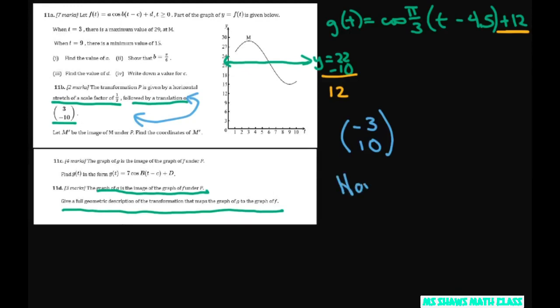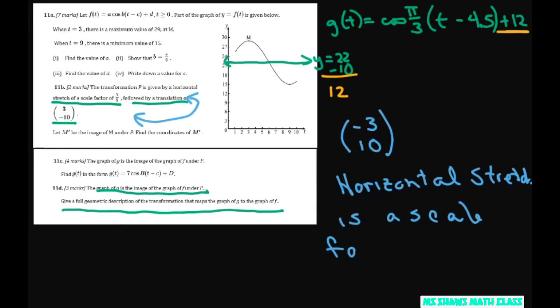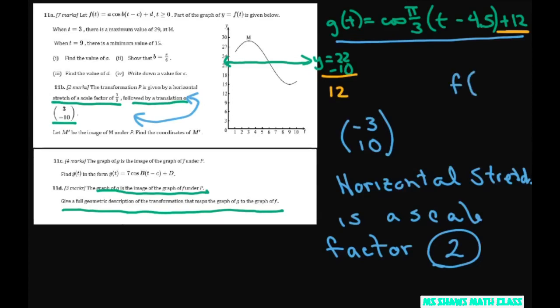So your horizontal stretch is a scale factor of not 1/2, but of 2. You do the reciprocal, so the inverse. So that's 2. And then you can always check, if you're taking the IB exam, to make sure it maps back to our original function, f of t.